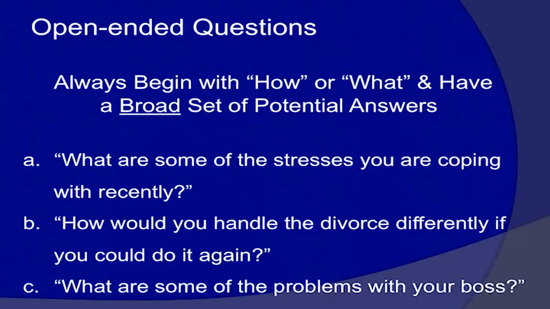So let's look at an open-ended question. Open-ended questions, they always begin with the word how or what, and they have a very broad sense of potential answers. In other words, a question could begin with the word how, be closed-ended. How many brothers and sisters do you have? 5. That's a closed-ended question that's beginning with the word how. So not all questions that begin with how or what are open-ended. They have to have a broad set of potential answers. In other words, you don't know exactly what the person's going to say.